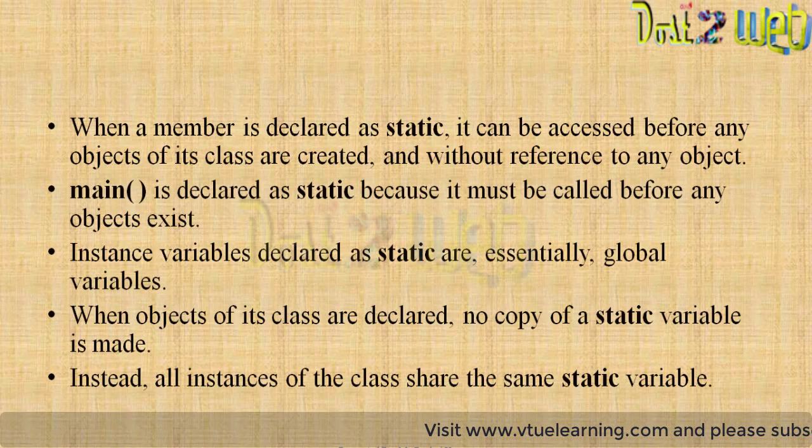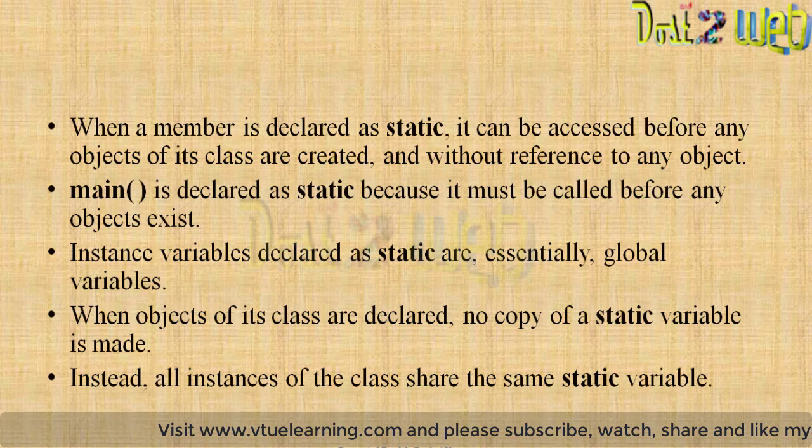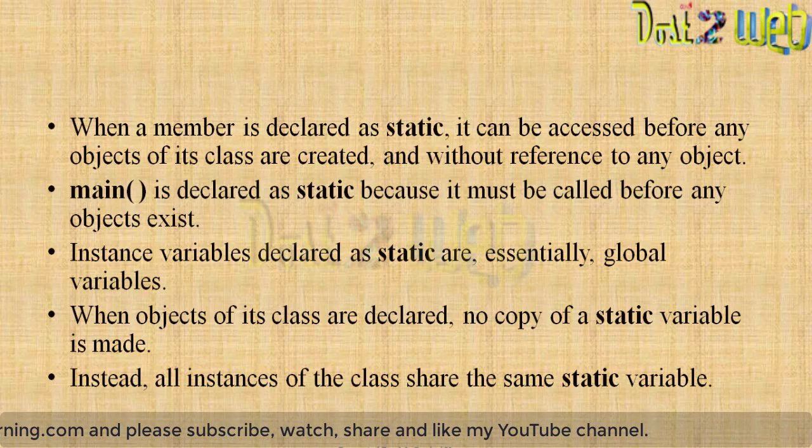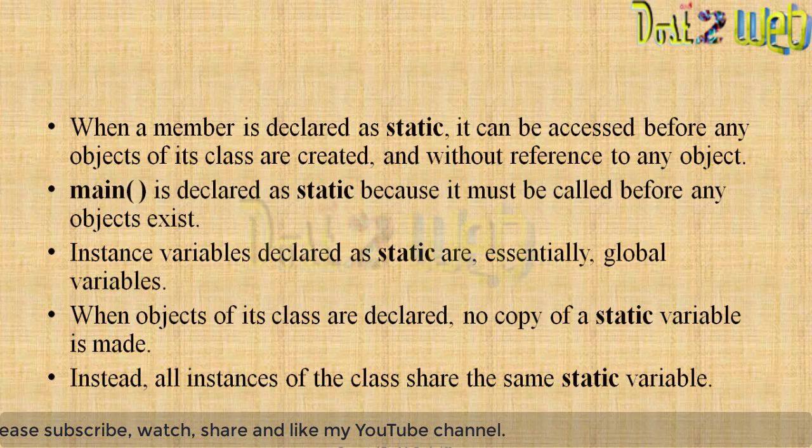When you define this member as static, it will be accessed before any object. For example, you know very well that in the main method we write public static void main. When you declare it as static, it will be called before any object. So the main method will be called before any object you create in the program. That is the use of static.